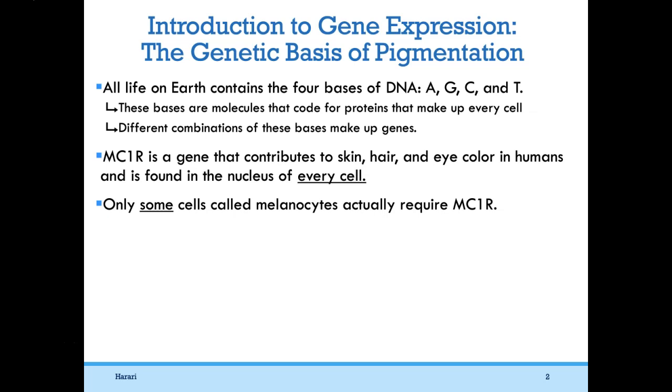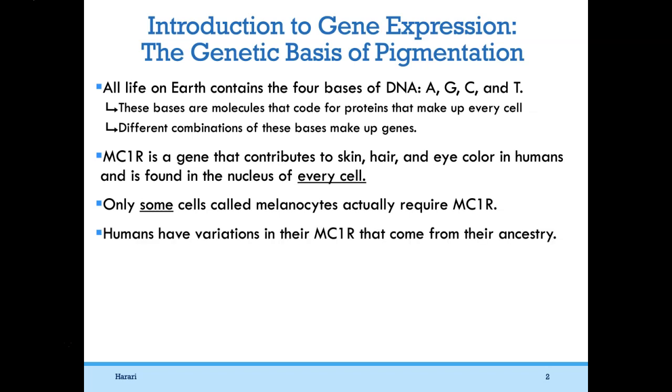Only some cells, called melanocytes, actually require that protein though. Right? You don't really need a hair color gene in a neuron or in a muscle cell. Only certain types of cells called melanocytes rely on melanin for pigmentation. And humans have a lot of variations in that MC1R gene that come from their ancestry. So depending on the exact sequence of your MC1R gene, you might be a redhead or you might be a brunette. So not only does not every cell in your body express it, but individuals express different versions of the same gene.